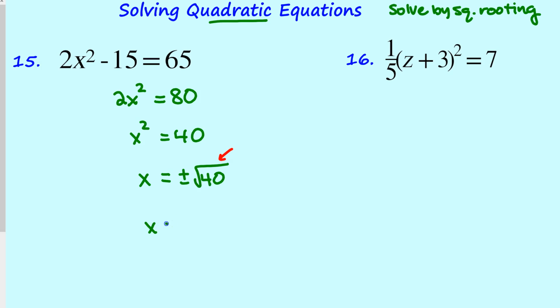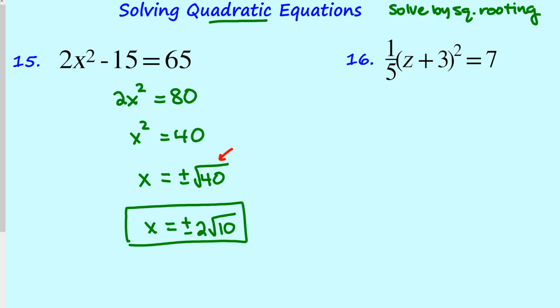Lastly, let's go ahead and simplify the radical. 40 is 4 times 10, and the square root of 4 is 2. So we have x equals plus or minus 2 square root 10. We're going to leave it exact. There's no need to get a decimal. This is the exact answer. You only need to worry about decimals if it's a problem that requires or asks for decimals, and lots of times those will be some of our word problems.